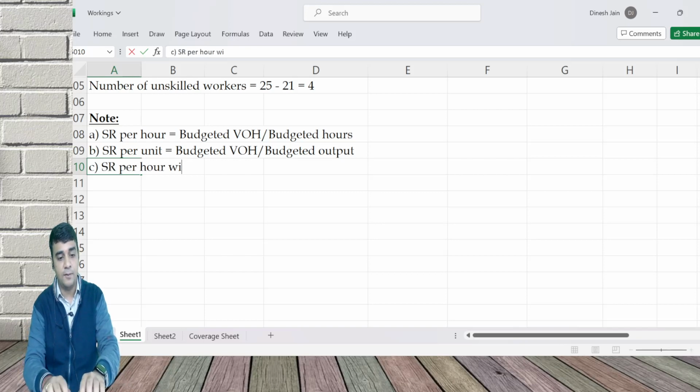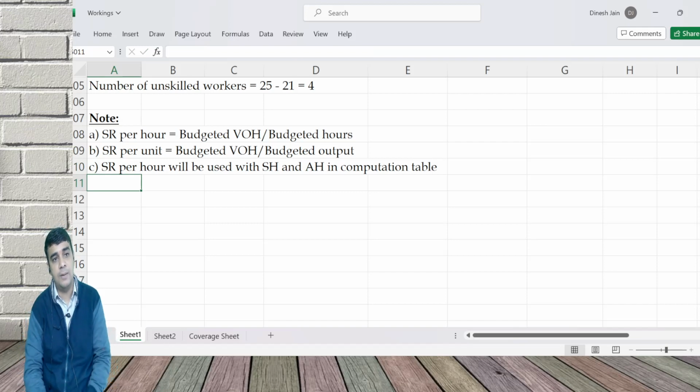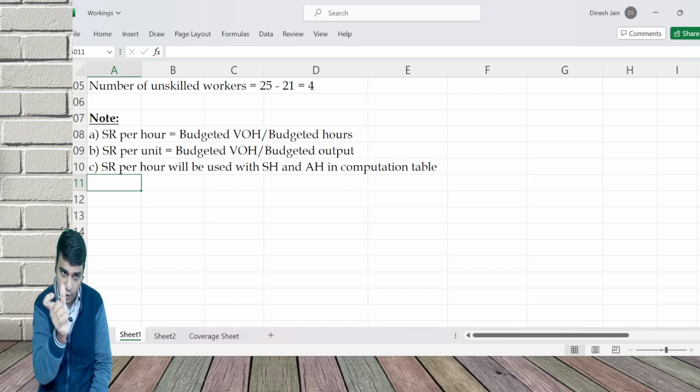SR per hour will be used with SH and AH in the computation table. In our computation table, I have used SR into SH and SR into AO. Both SR is not same, okay? Be clear on that. SR into SH, that SR, and SR into AO, that SR is not same. In my example of the labor question I showed you, SR was 120 as well as 600. So both are not same.